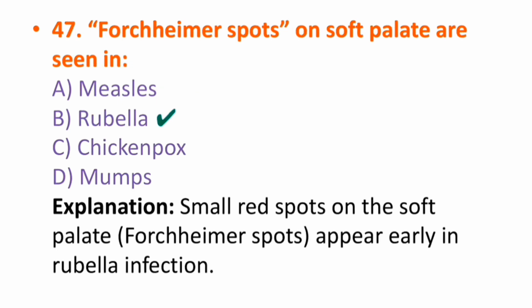Forchheimer spots on the soft palate are seen in option A measles, option B rubella, option C chickenpox, option D mumps. The correct answer is option B rubella. Small red spots on the soft palate, Forchheimer spots, appear early in rubella infection.